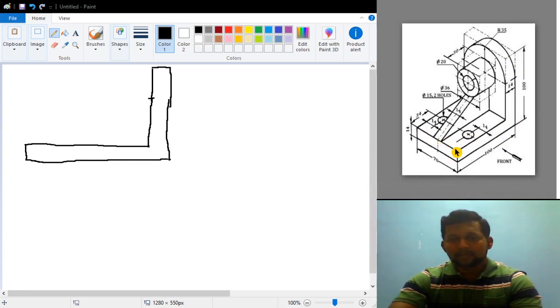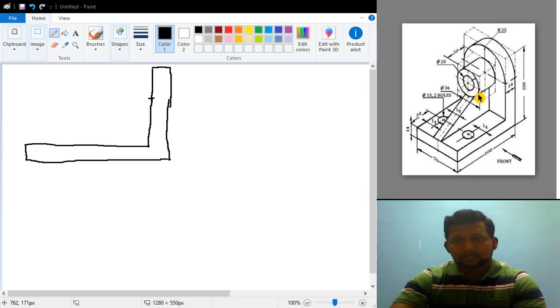If this becomes 0, then from this point I should be able to draw this inclined line, but I don't know where exactly that inclined line comes. To understand that, once again come back to this particular point. From this point to this point, this height is how much? 35. From that, the distances for this circle are also given.